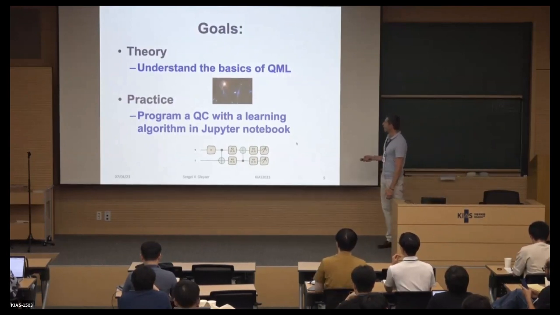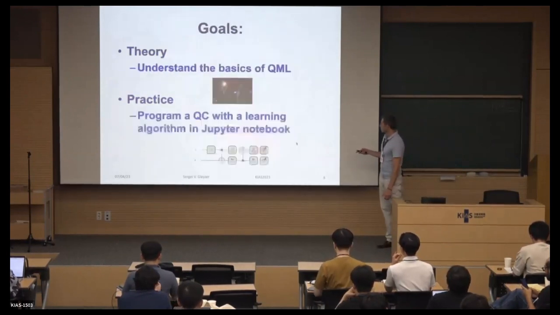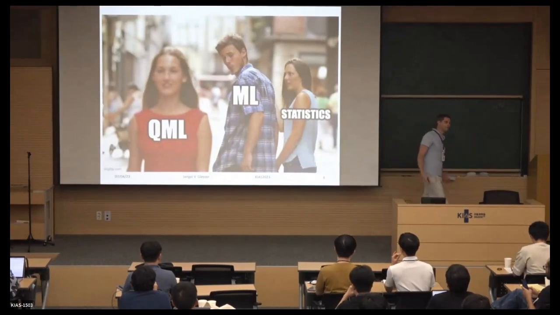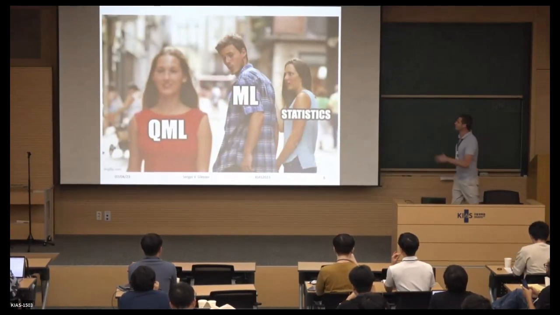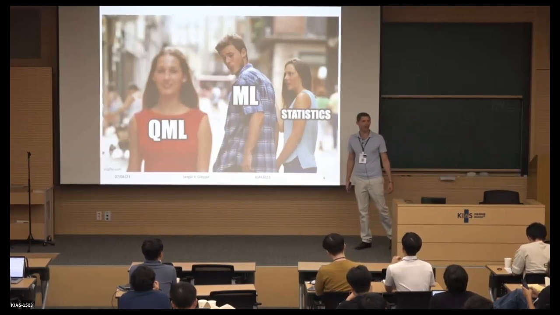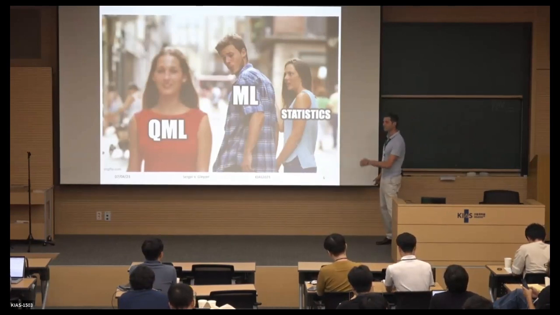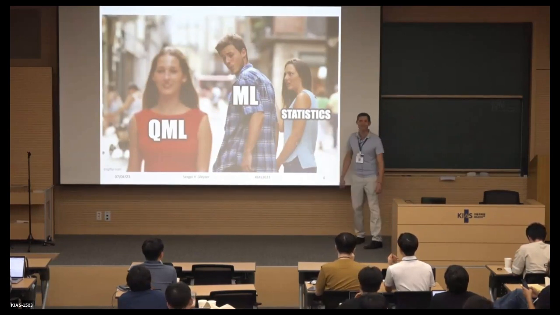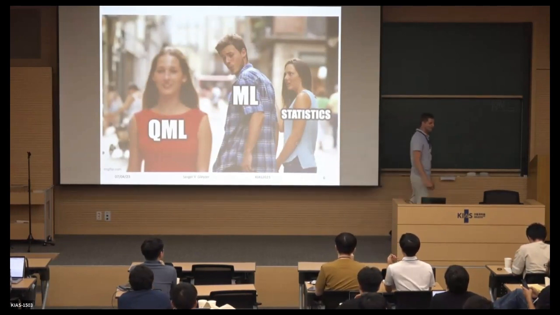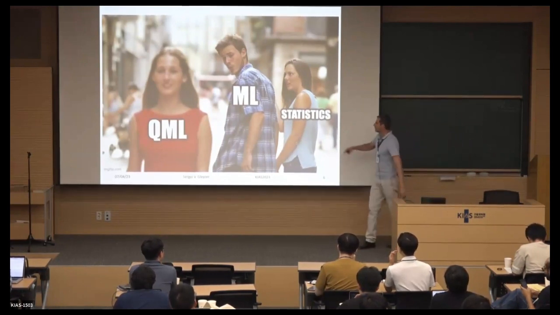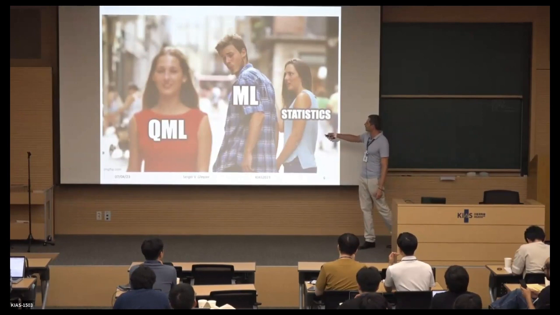Now, I would like you on the theory side to understand the basics of QML. When you talk about quantum machine learning compared to machine learning, it's a new field. It's only been around like 5-6 years in reality. So now a lot of machine learning people go around saying, QML, this is interesting. And then statistics, which is the foundation of both, they kind of look at and say, hey guys, what's going on here, right?